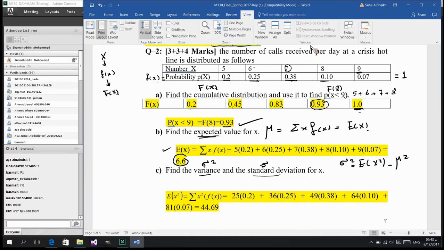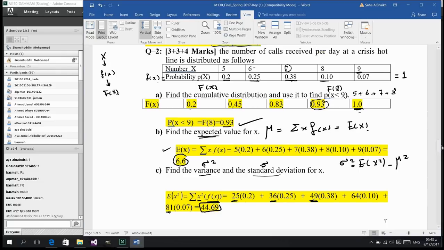Exactly. So I need to find expectation of x square, which is the sum of x square times fx. x square means 5 square, 25, times 0.2. 6 square, 36, times 0.25. 7 square, 49, times 0.38. 8 square, 64, times 0.1. 9 square, 81, times 0.07, and add them all to get E of x square.